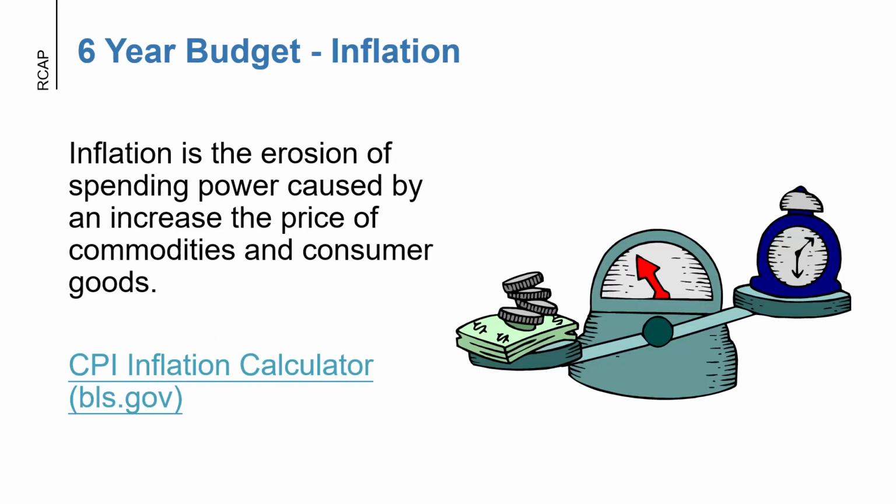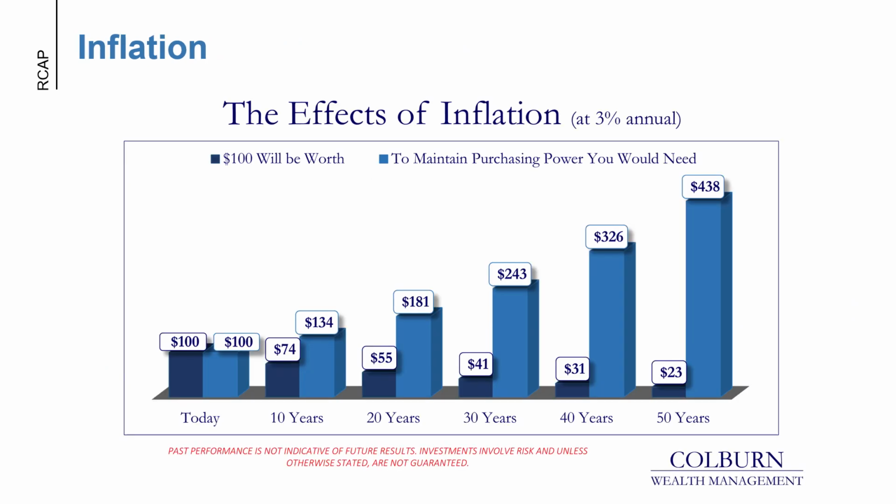I mentioned inflation on the last slide. So inflation is that erosion of spending power caused by an increase of the price of commodities and consumer goods. I think we're all probably more intimately aware of inflation than we want to be. But I do have this CPI inflation calculator that has a good way of understanding how inflation is impacting us. I'm not able to do a live demo with a calculator, so I did find this visualization here that shows the effects of inflation. It shows what $100 will be worth at different time periods. So it just shows you what the $100 is worth and to maintain your purchasing power what you would need. And as you can see, over this time of 50 years, it makes a very big difference.